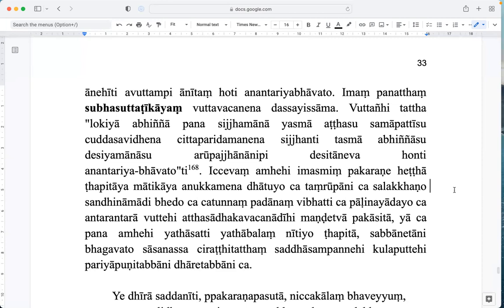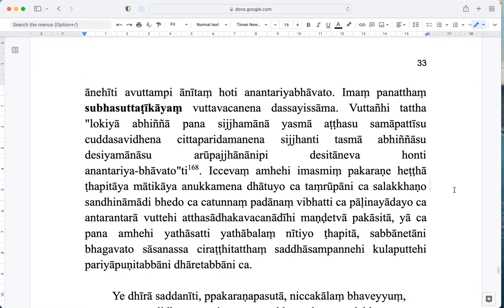So, Wotin, Data, Lokiya, Abhinya, Bana, Seja, Mana, Yasama, Atta, Su, Sama, Bhadi, Su, Jodasa, Widena, Jeta, Bari dame na sejati tasama. Abhinya su desiya mana su. Aru picha na nipi. Desi dane wa honditi. Nadariya bawa do di. So that is from that Subha Sutta Digha sub-commentary.